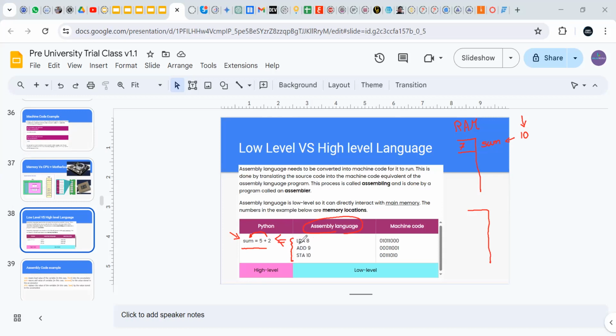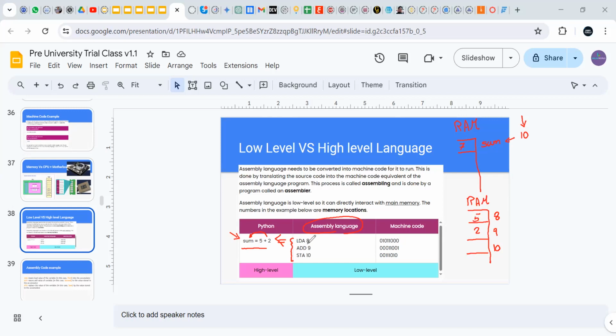This is called LDA 8. Can you guess what that is doing? Maybe for low level languages, instead of Python where you can just put sum equals 5 plus 2, you have to put 8, then add 9. So you have to put the number 8 in a separate line of code first. Okay, now let me try to clarify that for you.